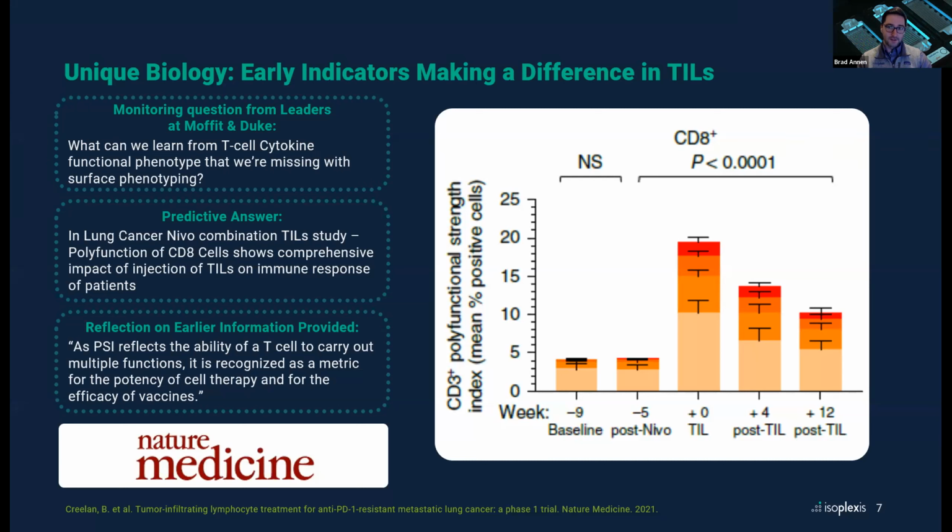So in this study, the group extracted some TILs from lung cancer patients. They then expanded and cultured them ex vivo. They then infused the TILs back into the patients. And then you can see the PSI values of their peripheral CD8 T cells pre and post infusion here. So you can see the differences in the PSI pre and post infusion. And this is really where they said that it was recognized as a metric for potency of the cell therapy and the efficacy of the vaccines.